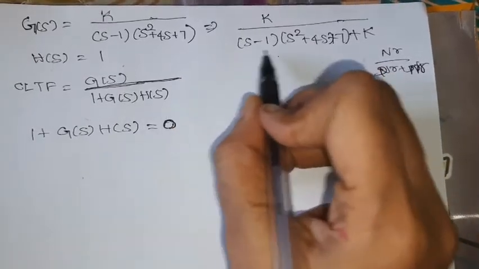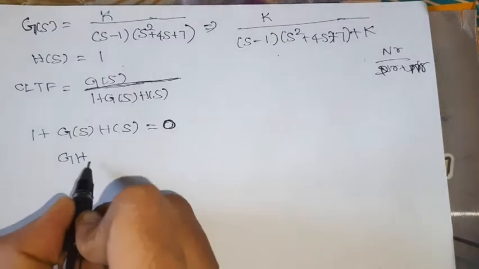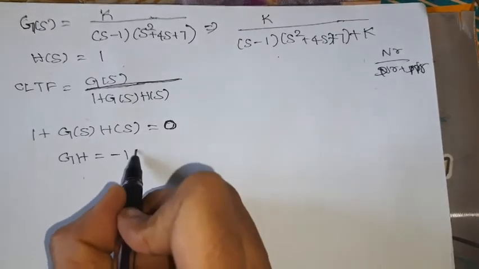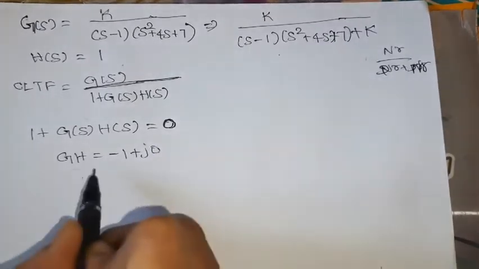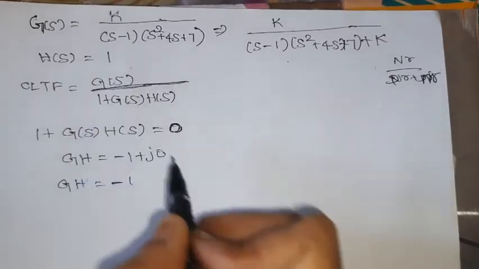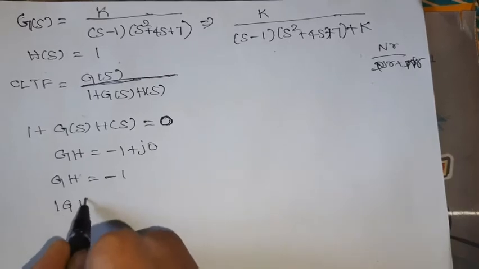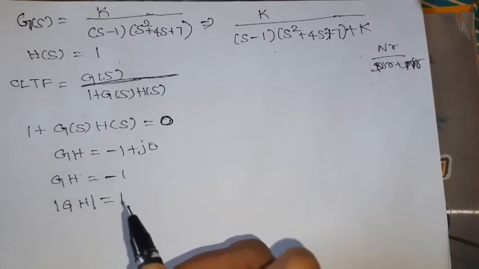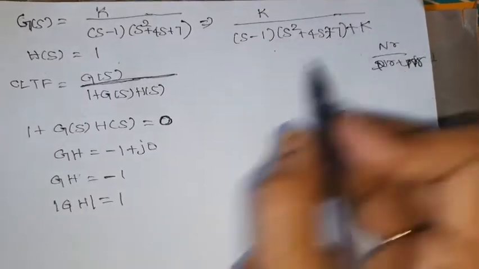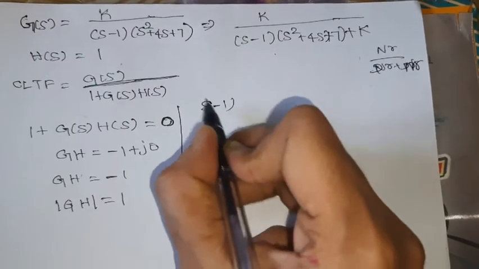Substituting the denominator part equal to 0, I write in short as GH. GH is equal to minus 1 plus j0. So when we substitute minus 1, this term gives minus 1 plus j0. So the modulus of GH is equal to 1. Now the numerator term is equal to 0.